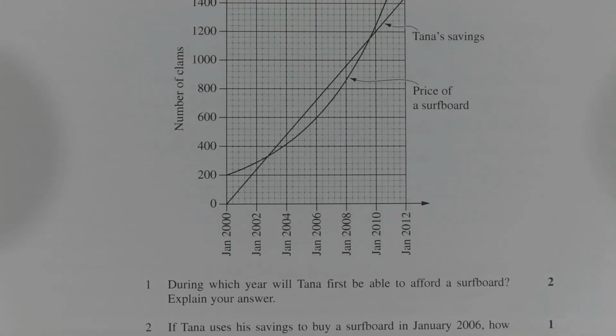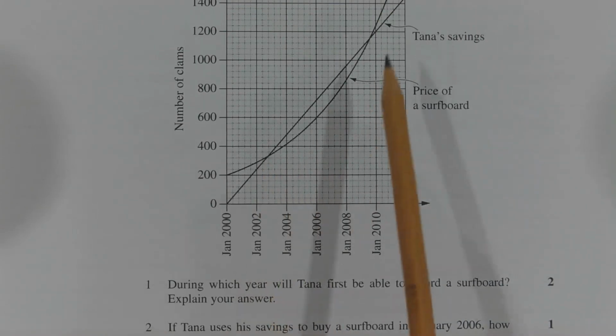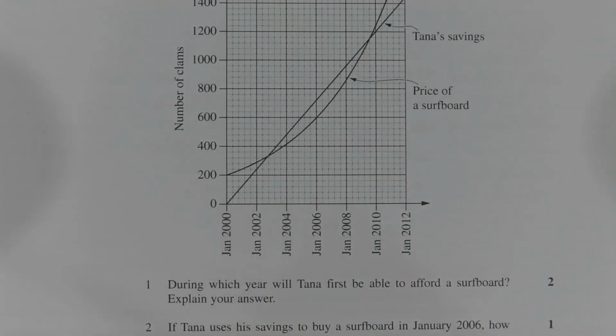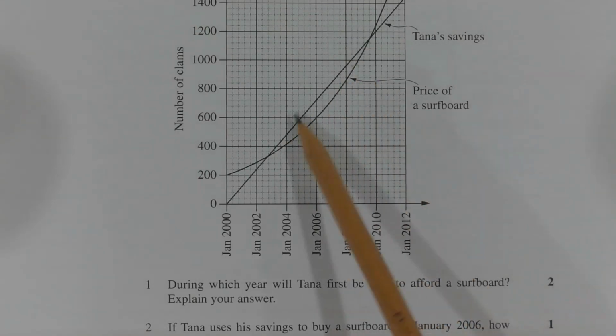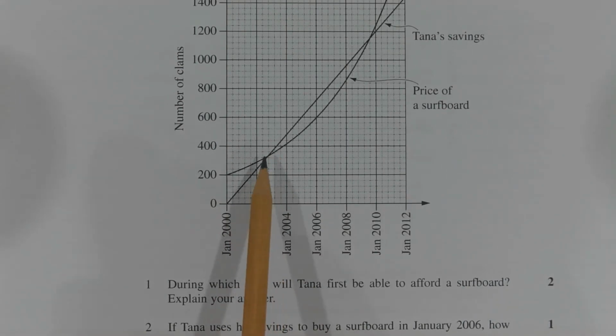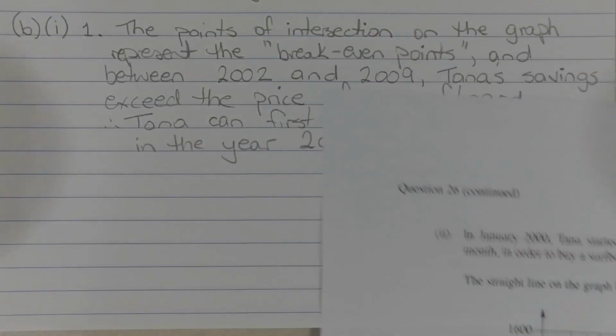The points of intersection on the graph are of particular interest, so that's this point here and this point here. And it's in fact between those 2 points, Tana's savings exceeds the price of a surfboard. So we can see from the graph that Tana can first afford a surfboard in the year 2002. 2003 is roughly here, so this point of intersection is just before the year 2003.